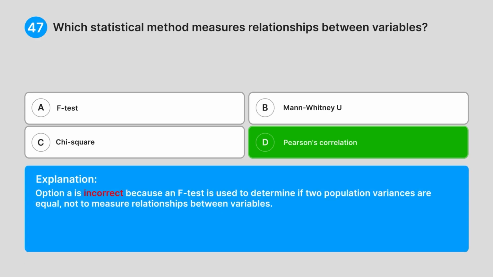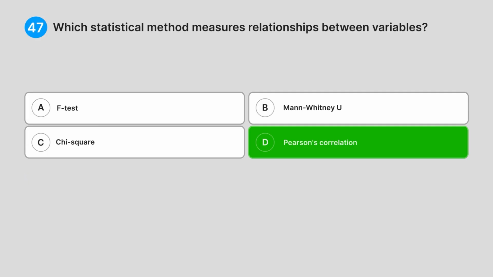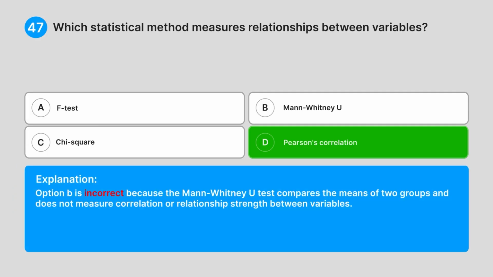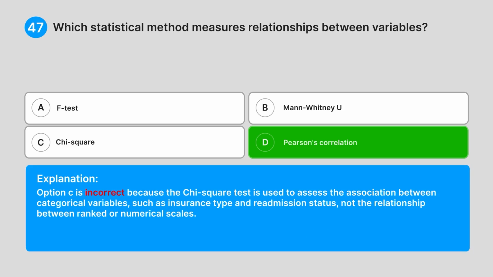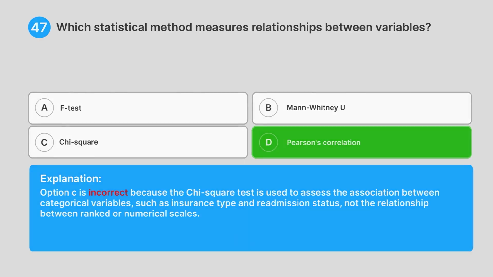Option A is incorrect because an F-test is used to determine if two population variances are equal, not to measure relationships between variables. Option B is incorrect because the Mann-Whitney U-test compares the means of two groups and does not measure correlation or relationship strength between variables. Option C is incorrect because the chi-square test is used to assess the association between categorical variables, such as insurance type and readmission status, not the relationship between ranked or numerical scales.